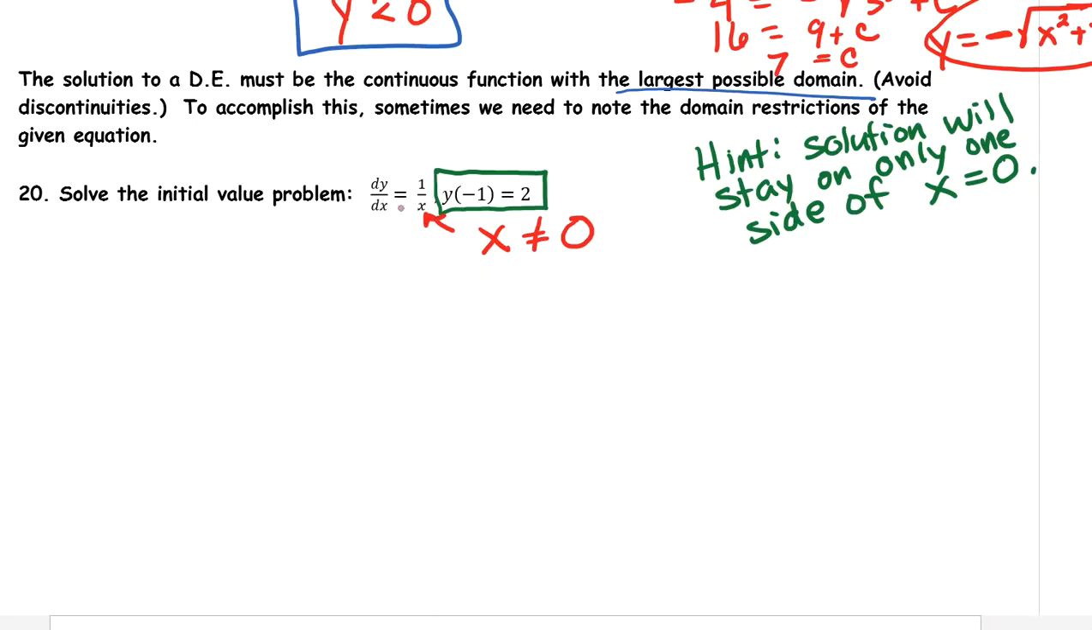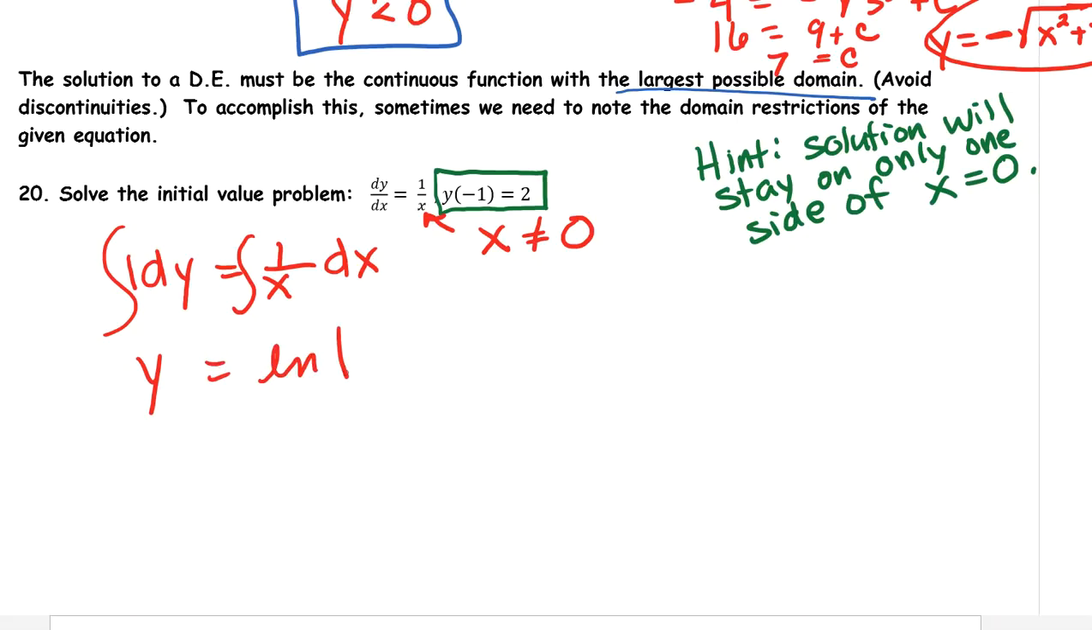All right, now let's go back and separate our variables here. So there's not much to separate. We're going to move the dx to the side here with the 1 over x. And then we're going to integrate both sides. So again, you can put a 1 here in front of the dy if that's helpful. But our antiderivative, this is the derivative of y. And this is the derivative of natural log of absolute value of x. And we add our constant.